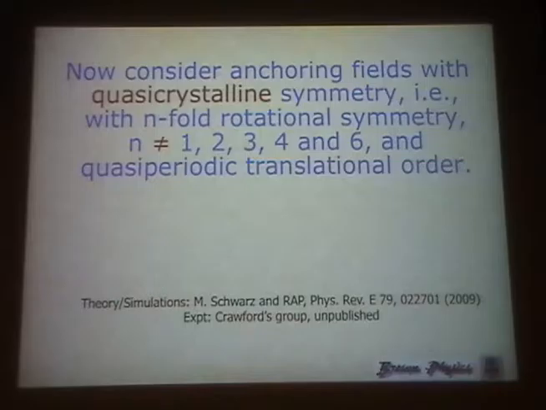Okay, so now what we want to do is consider anchoring fields where instead of having the crystalline symmetry that I just showed you before, I now get quasicrystalline symmetry, which means I really don't have translation. I don't have this perfect repeating pattern like we saw in the square lattice earlier. I have quasi-periodic order, but more importantly, I have a rotational symmetry which can't be fourfold like we saw before, and it can't be 1, 2, 3, or 6, because in those cases I could have a crystalline symmetry. So we're going to have a rotational symmetry with n not equal to any of those 5 values.